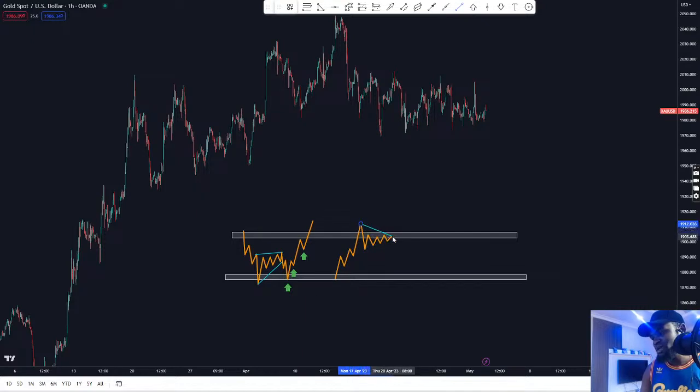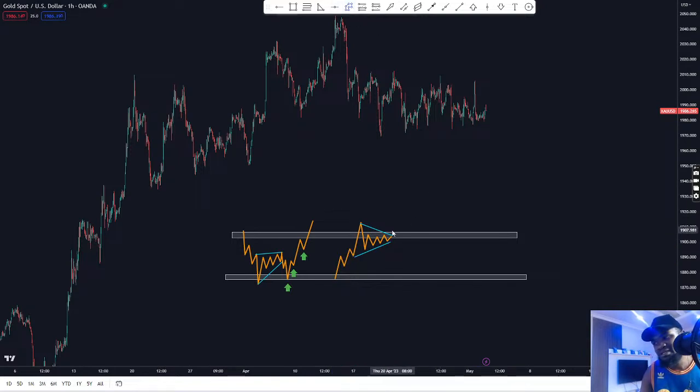So this is a triangle, and this is a triangle. I'm waiting for the breakout of a triangle, either to the high or to the low. If the breakout happens to the low, this is a complex chart pattern. If the breakout happens to the high, this is the simplest chart pattern, and it's where we're getting advantage.